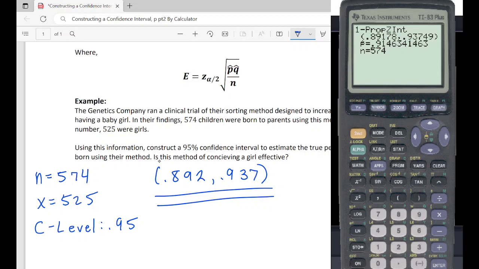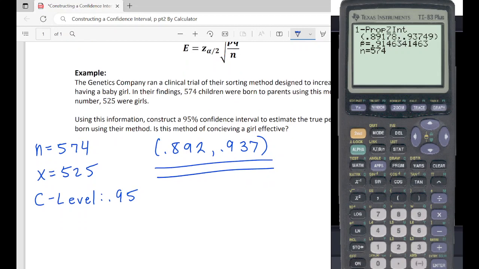And the last question is, is this method of conceiving a girl effective? Well, 89% to 93% sounds pretty good. 525 girls out of 574 children born seems pretty good. When you consider it's probably a 50-50 shot, this is well above 50-50. So is this method of conceiving a girl effective? I would say that yes, it is effective.